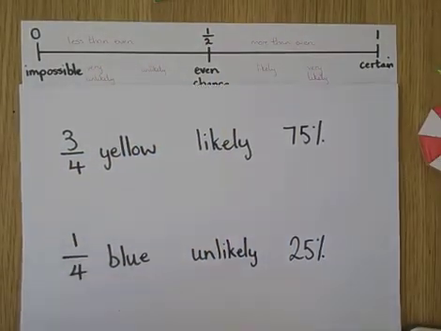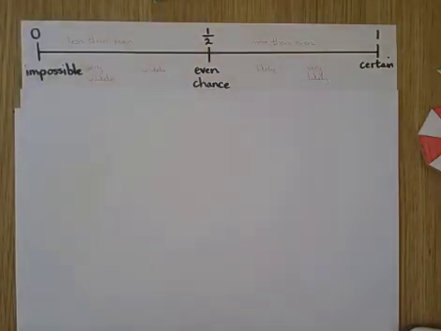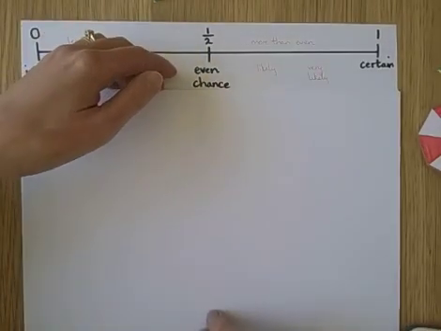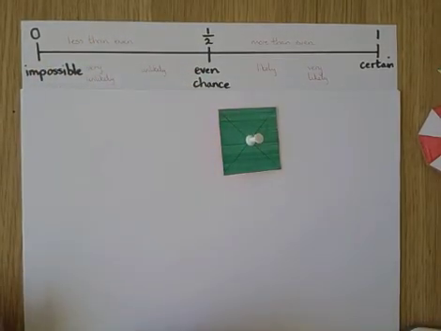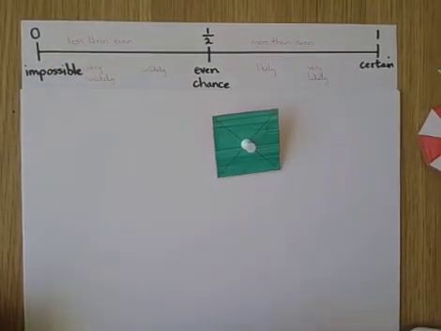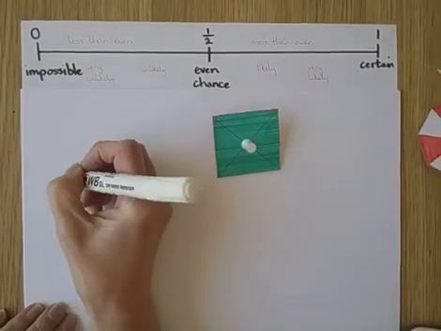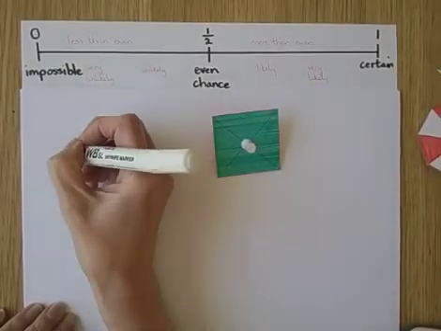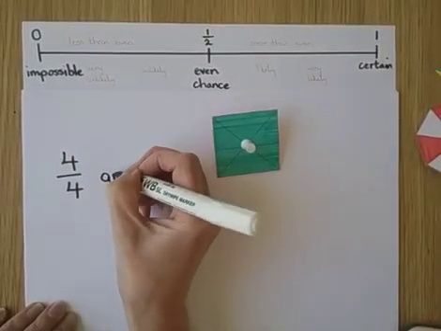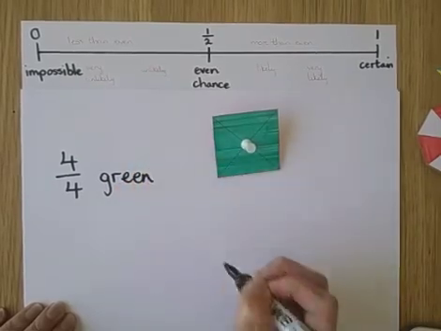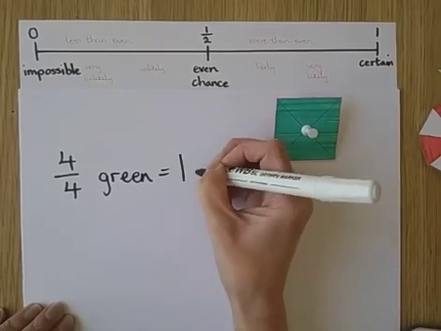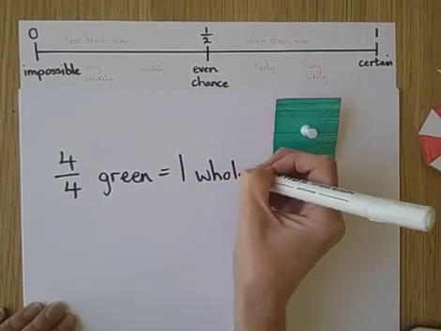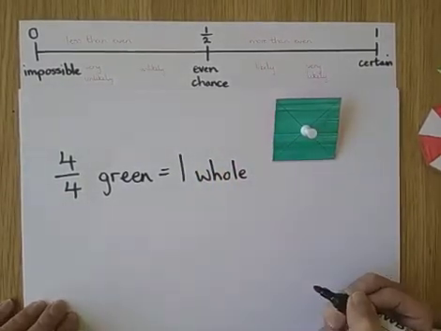Let's go to one final probability spinner. And for this last one, we're going to look at this spinner. Now, what do you notice about this one? Well, I can see that actually there are 4 sections, and all 4 of them are green. 4 out of the 4 sections are green. So that means that the whole thing is green. The whole shape is green.